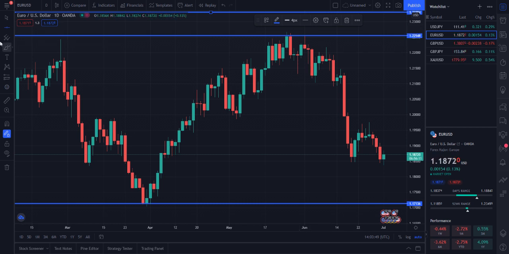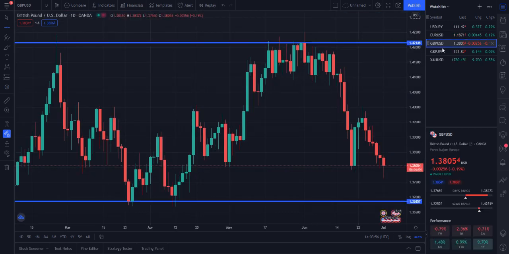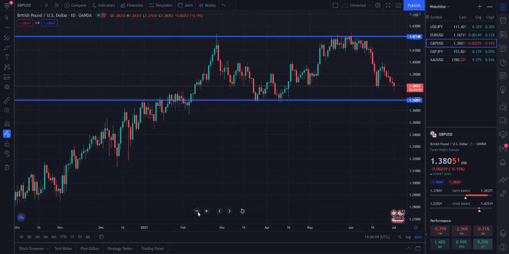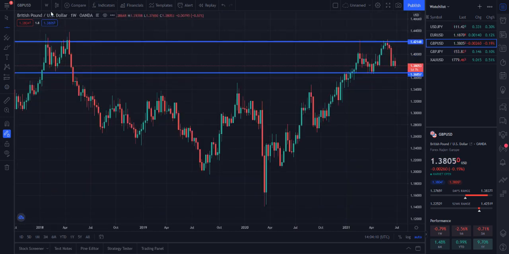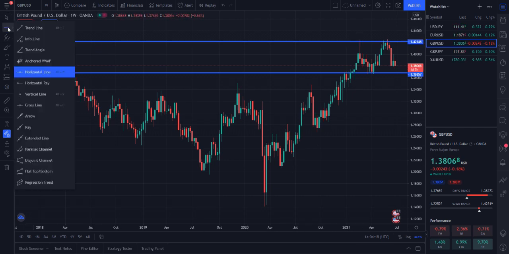Now let's discuss trend lines, because trend lines help you to enter good deals and to actually add to your deals. We have a very good example here on the Great Pound Dollar. If we zoom out and move to our weekly charts, we have a very strong trend line, an upward trend line.